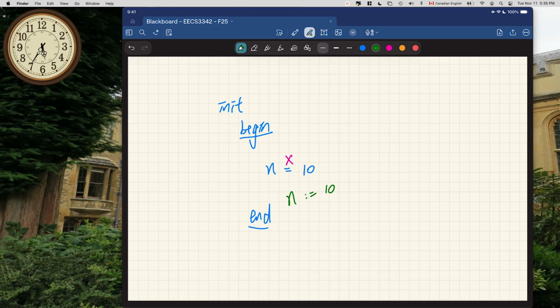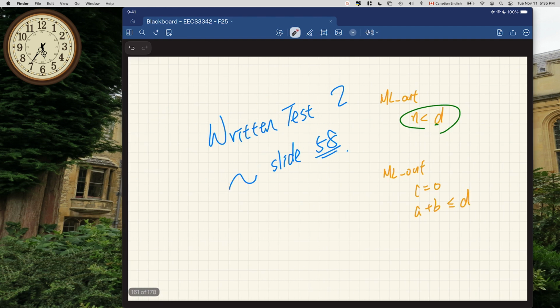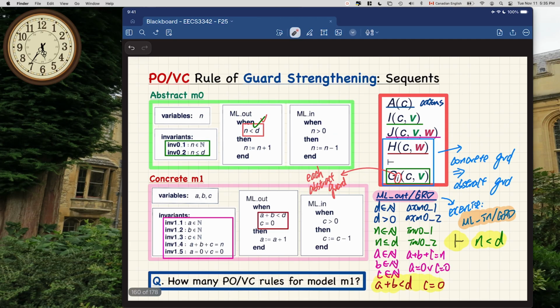Okay, good. Of course, to be an action, you definitely cannot put equals. That one is more like a predicate, right? Good. Let's now do a recap from our last time, and then I want to revisit guard strengthening, which is really important.